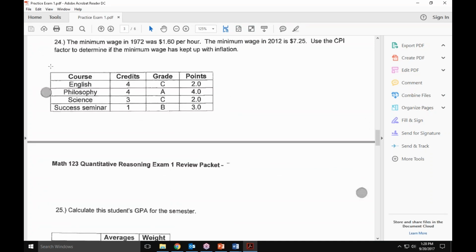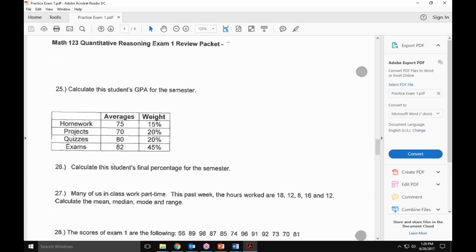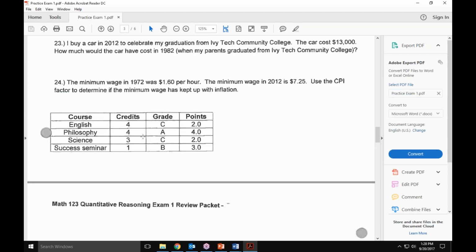Okay, so the GPA is this one. So did you want GPA or the weighted average? Or the percents? Or both? Both. Okay, let's start with the GPA first.